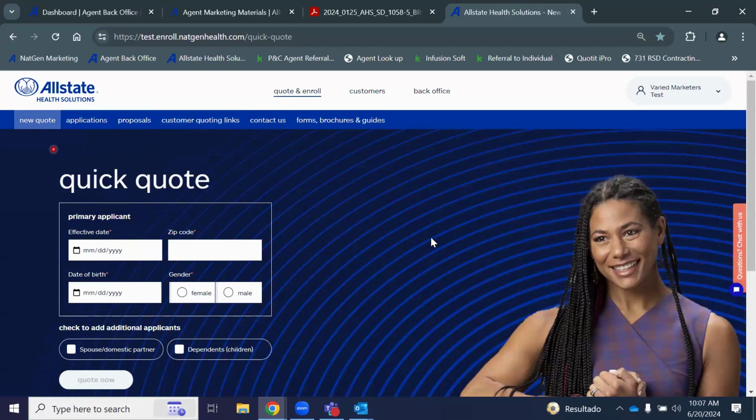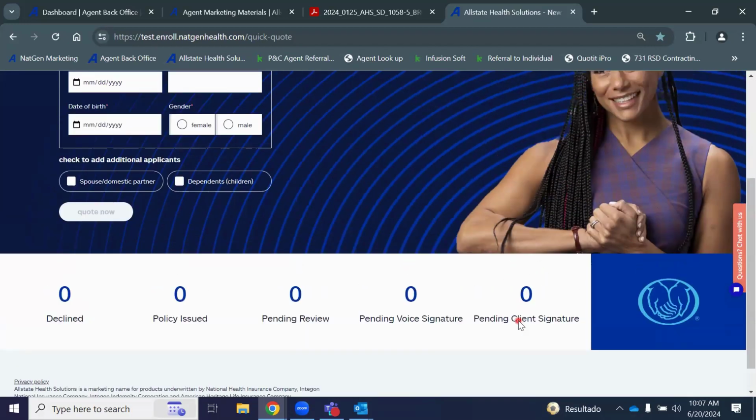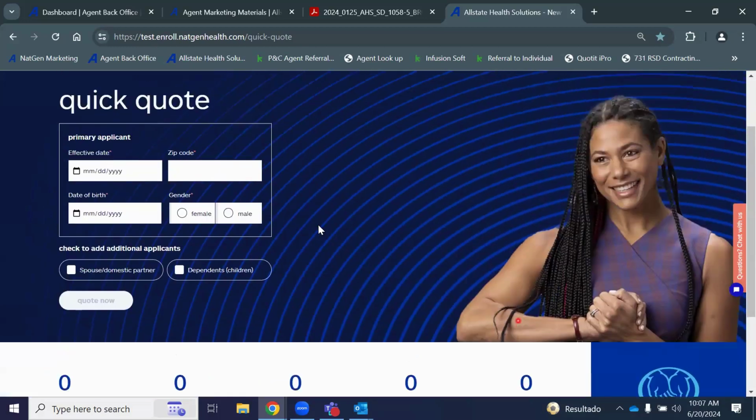All right, so one of the things that you have on this page is what resources do you have available? So you can see what's going on with your policies. If you send out an application to a client and the client has not signed the application, you can come in here and see pending client signature. You can encourage the client to sign the application so they can complete the application.